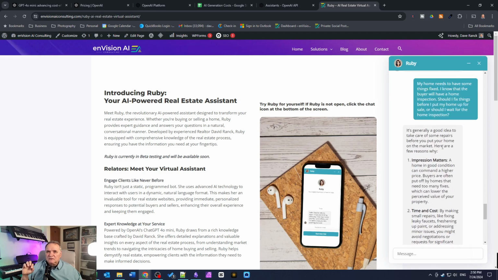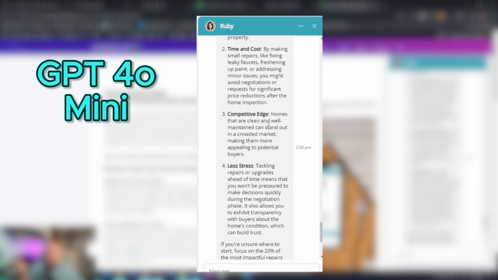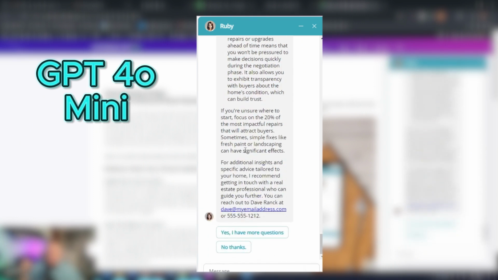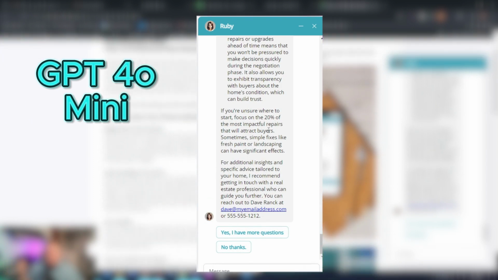Okay, so here is the response. It's saying it's generally a good idea to take care of some repairs before you put your home on the market. Here are a few reasons why: impression matters, time and cost, competitive edge, less stress. And then it says if you're unsure where to start, focus on the 20% of the most impactful repairs that will attract buyers.